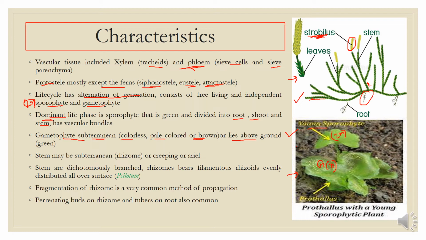So we see in this picture they have a subterranean rhizome, and we see the roots. But in certain species, especially Xylotum and Mesipteris, the entire rhizome-like stem, that is a creeping stem, has equally distributed rhizoids. These are the rhizoids, the filamentous rhizoids.